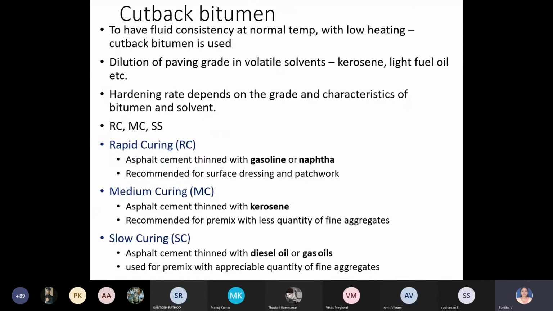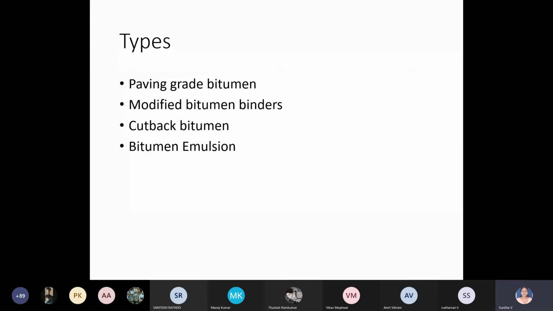In yesterday's class, I just mentioned the types of bitumen: ordinary paving grade bitumen and modified bitumen binders. Either you can modify it with crumb rubber, natural rubber, polymers or plastics. These are modified bitumen binders that give some extra or improved properties.